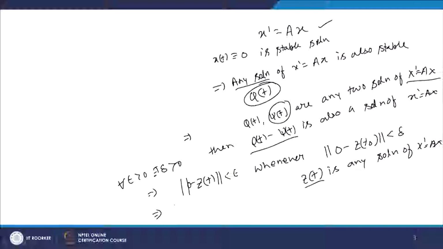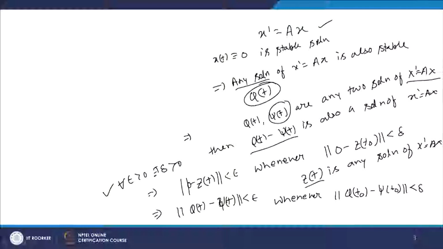So I can rewrite this: 0 minus z(t) is nothing but z(t), so I will write the norm of phi(t) minus psi(t) is less than epsilon whenever the norm of phi(t_0) minus psi(t_0) is less than delta. So it means that for every epsilon greater than 0 there exists a delta greater than 0 such that the norm of phi(t) minus psi(t) is less than epsilon whenever the norm of phi(t_0) minus psi(t_0) is less than delta.